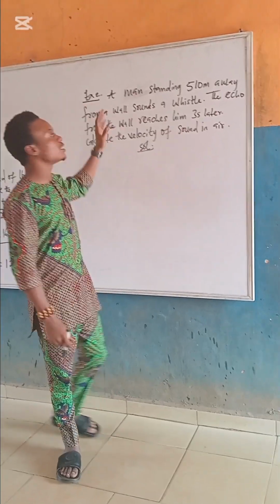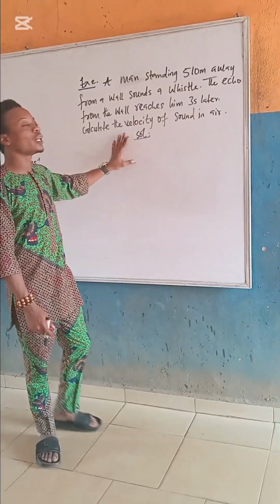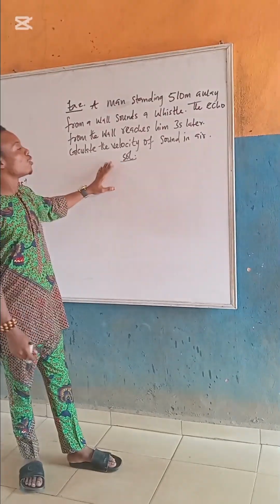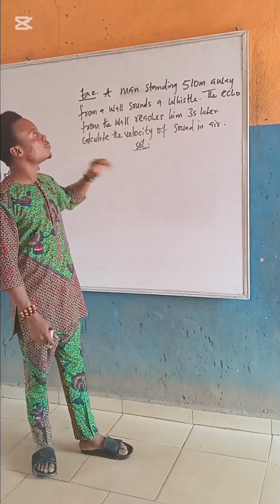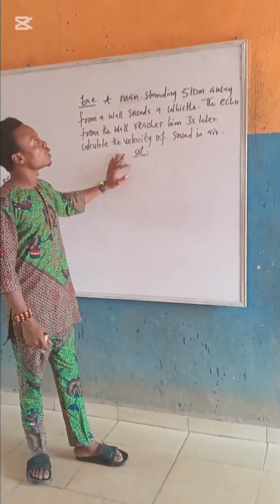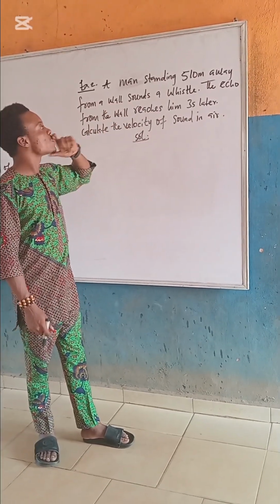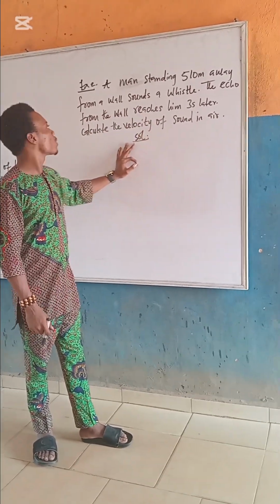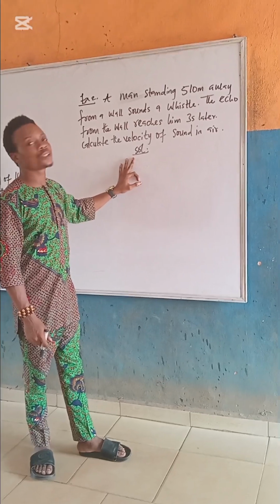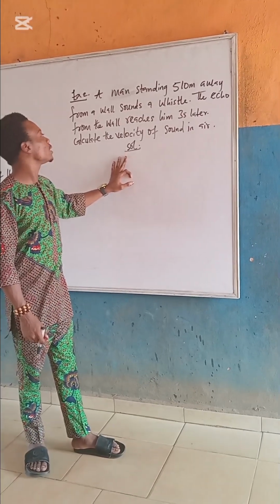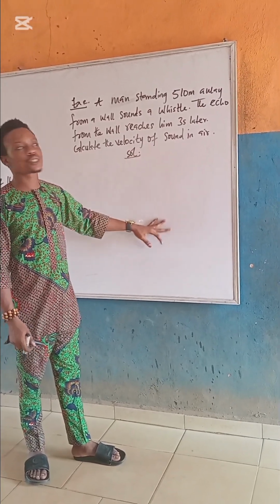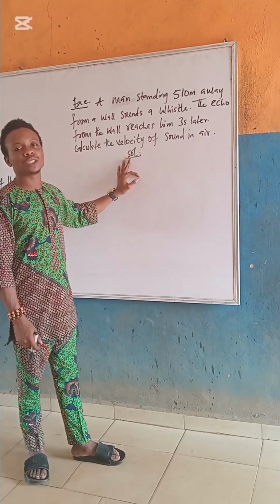Let's consider example 2 on that echo. On that echo, they say a man standing 510 meters away from a wall sounds a whistle. The echo from the wall reaches him 3 seconds later. Calculate the velocity of sound in air.